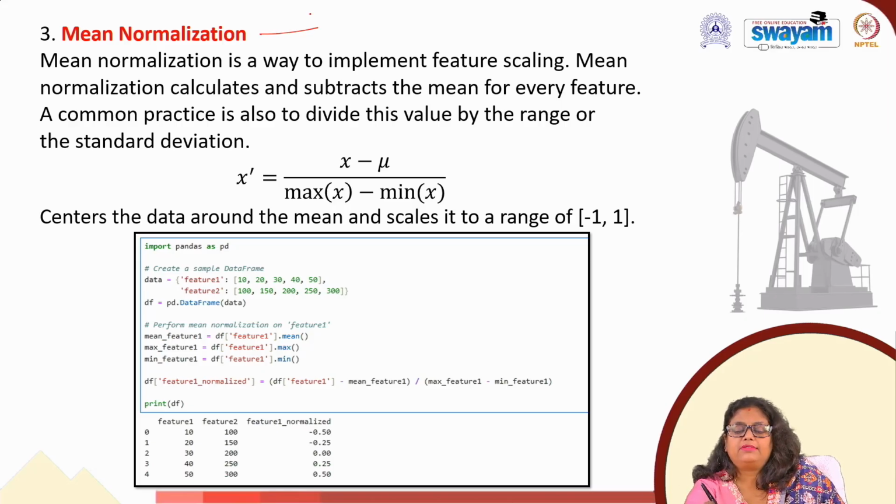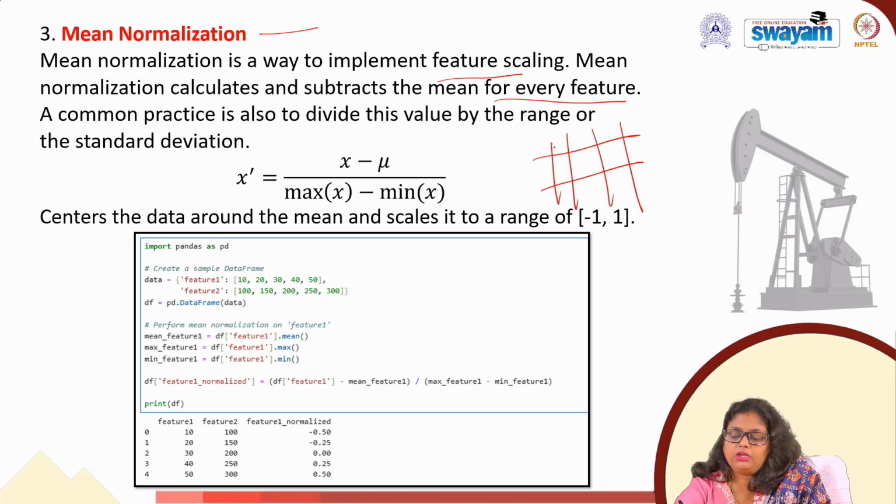Mean normalization is a way to implement feature scaling. Mean normalization calculates and subtracts the mean for every feature. What does it mean? First, you require to calculate the mean. Feature means we are talking about the column. So this is my table, and each column is a feature or attribute: column 1, column 2. So you require to calculate the mean of each feature, so the mean calculation takes place first for each column.